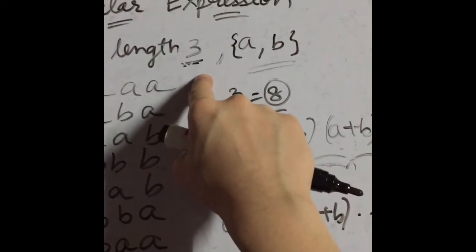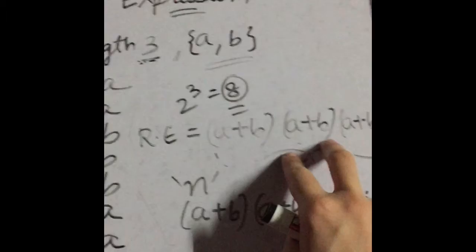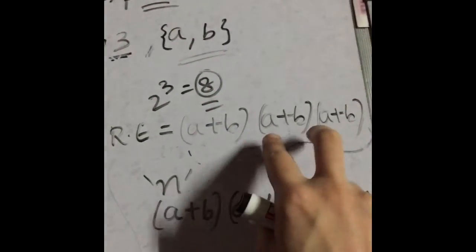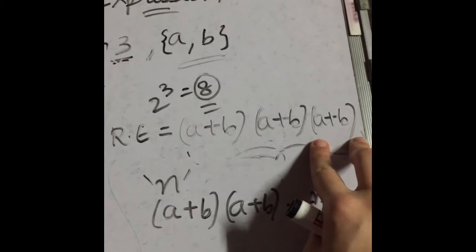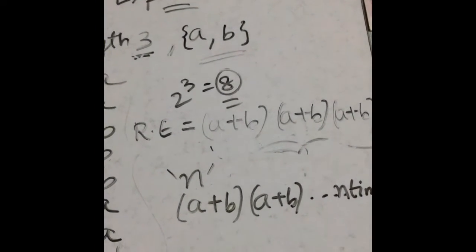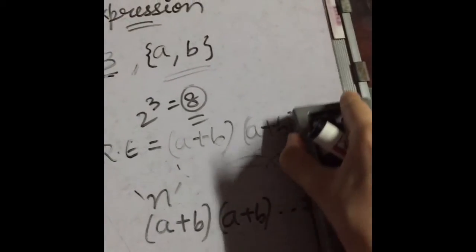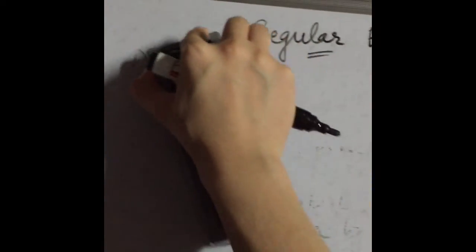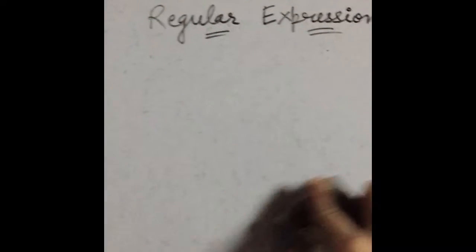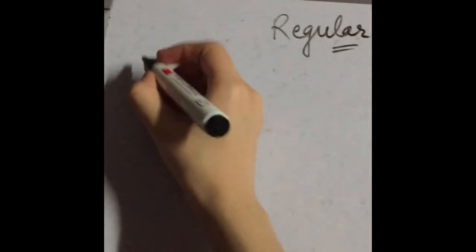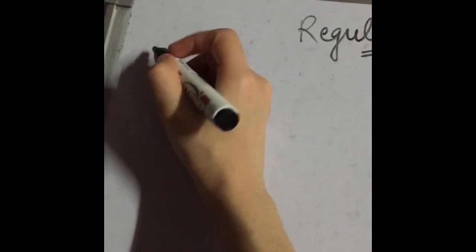So if length is 3, then a plus b occurs 3 times in the regular expression. If the length is 4, then a plus b occurs 4 times in the regular expression. So that's the beauty of this question. This is the regular expression of length n, any length, and you can easily make it. It depends on length. If length is 3, then it contains 3 in the regular expression. If length is 2, then it contains 2 in the regular expression.